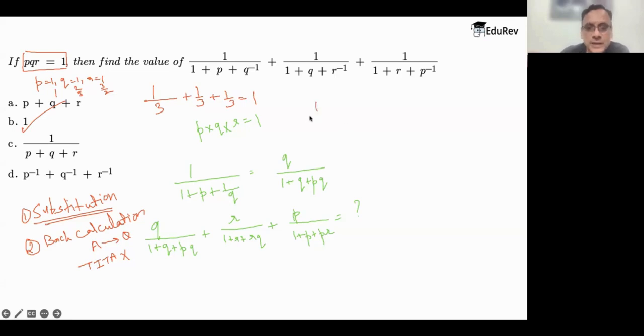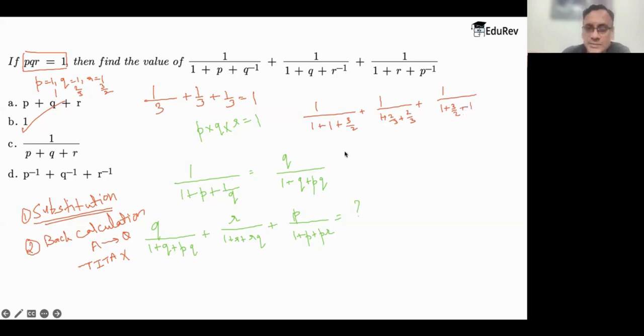So 1 by 1 plus P, we have taken as 1, Q inverse. Q we have taken as 2 by 3, so Q inverse will be 3 by 2, plus 1 upon 1 plus Q, which is 2 by 3. R inverse, R we have taken as 3 by 2, so inverse is 2 by 3, plus 1 upon 1 plus R, 3 by 2, plus P inverse, which is 1. This is what we get.